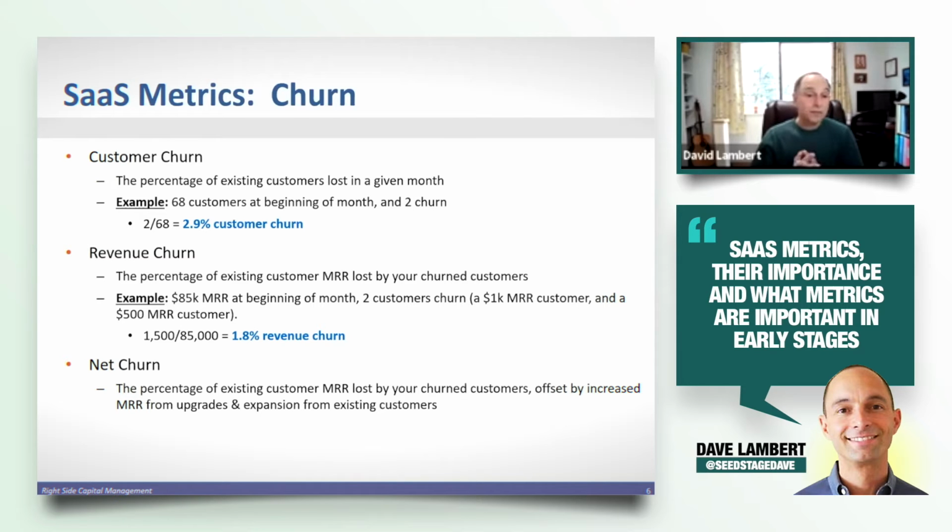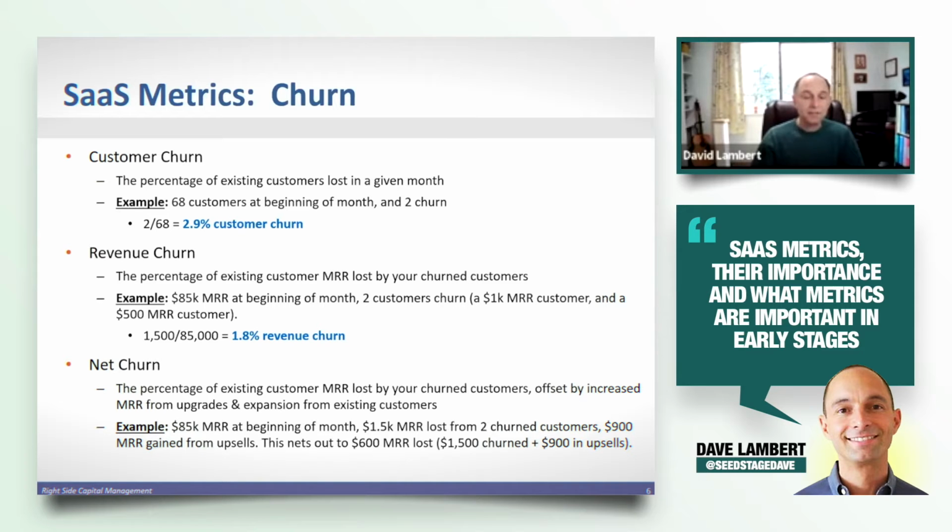So for this company right now, we know we started with 68 customers and we had $85,000 in MRR. Let's look a little deeper under the hood and see what happened. We know we lost $1,500 in MRR from those 2 churned customers, but it turns out that we also had upsells from existing customers.